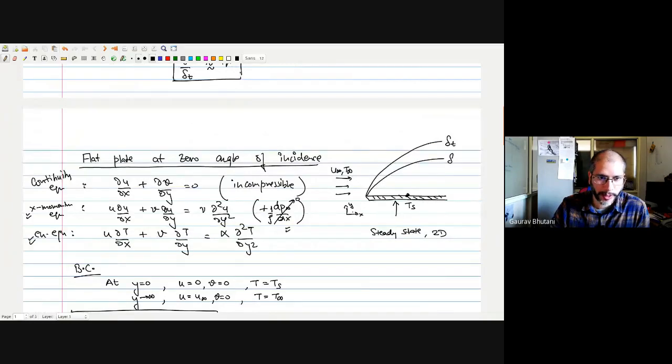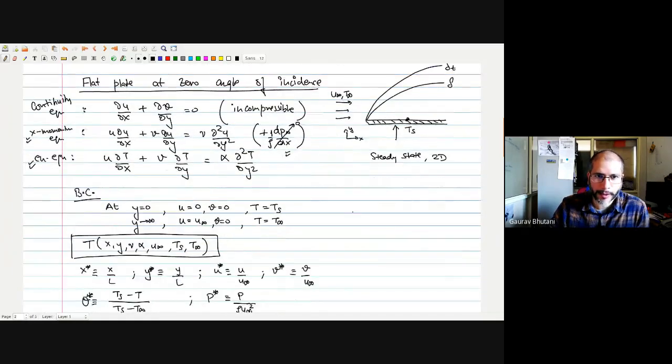for different materials or different fluids. Then we wrote the system of coupled governing differential equations, which were the continuity equation, the x momentum equation, and the energy equation. This, remember, is for a region inside the boundary layer. And we also wrote the boundary conditions to make sure that this system is well posed, that the problem is well posed.